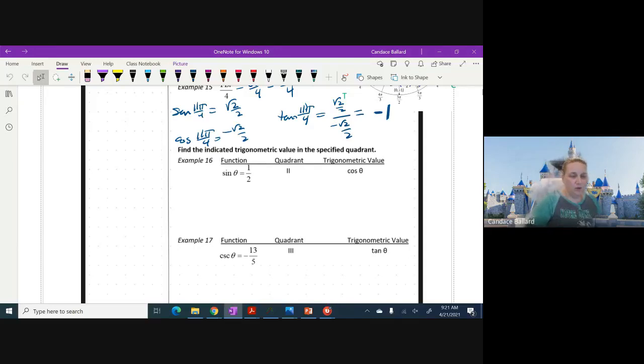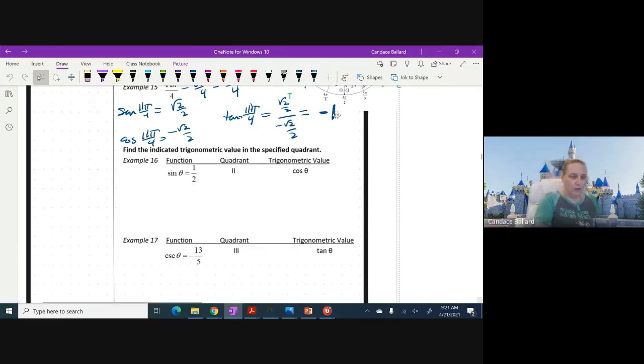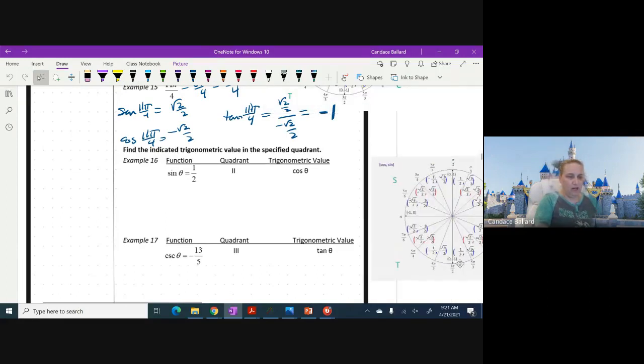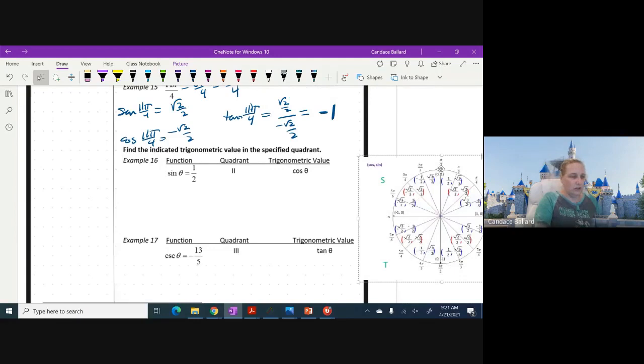So if you don't have it out, I'm going to grab my copy of it right here. Let's see if I can drag it. There we go. You need your unit circle. I am going to go with the coordinate method because I know that that's what this particular class prefers.